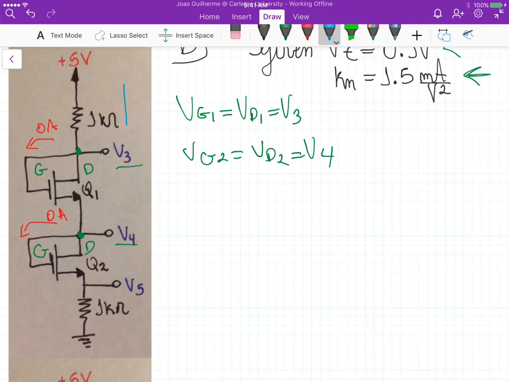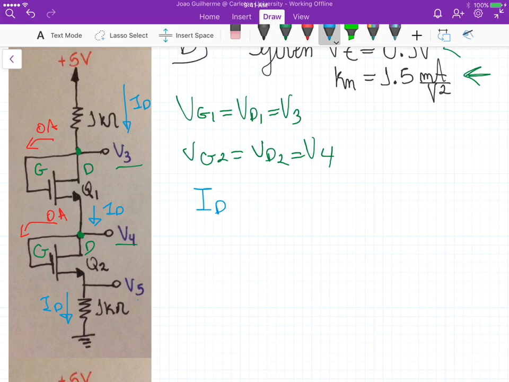This current here is the same as this current here, which is the same as this current here. And that's basically ID, right? So they're all ID. And we can calculate ID, so this is ID, this is also ID, and this is also ID.